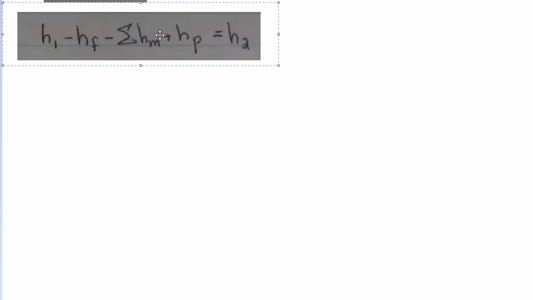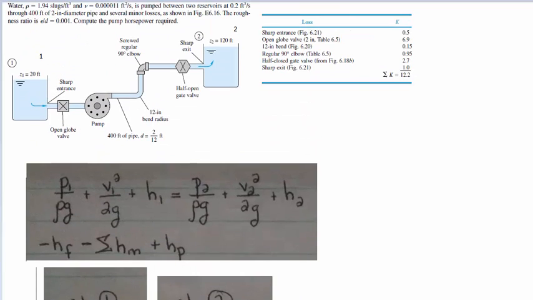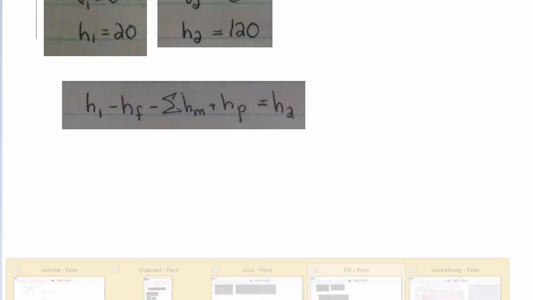And that will get us this. So remember, we already know H1 and H2, and the problem is asking us to compute the pump horsepower required. So once again, we're going to be looking for H sub P. Okay, so let's rearrange everything so that it solves for H sub P.